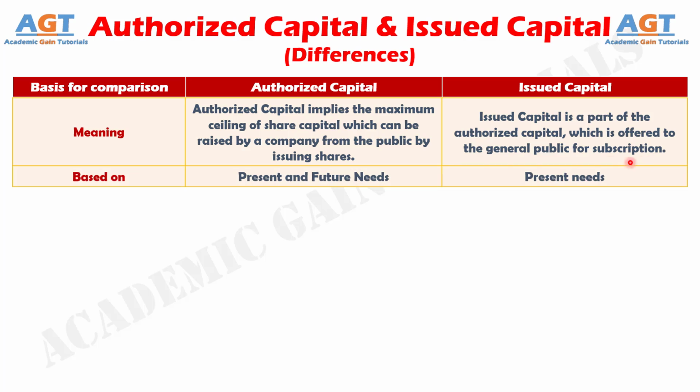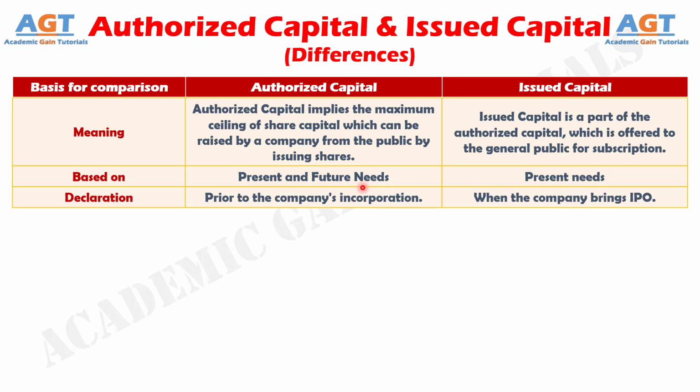Number 2. The decision regarding the amount of authorized capital is generally based on the present and future needs of the enterprise, whereas only the present needs of the company are considered at the time of deciding issued capital. Number 3. Authorized capital is declared prior to the incorporation of the company, whereas issued capital is declared when the company brings IPO.